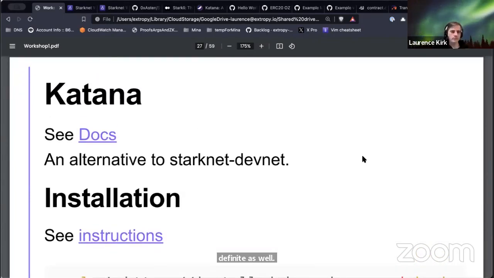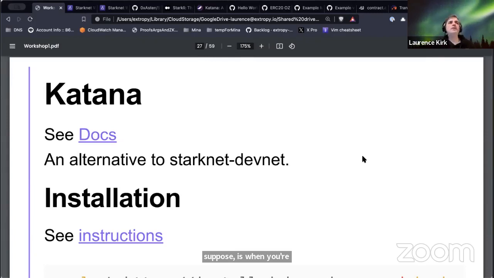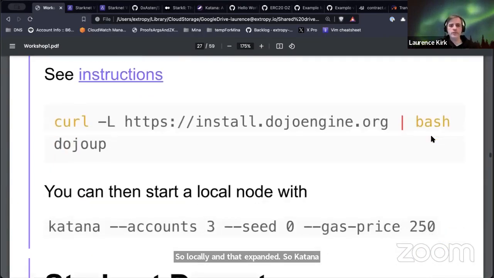One of the common workflows that you will use, when you're writing your code, is that you'll start off with some unit tests, and then you'll want to get your contracts deployed. Now, it may be more efficient to do that to a local node by using something like Katana. And then perhaps you would want to deploy them to a larger network, such as the Goerli network, where you can effectively interact with other projects, or just have a larger network to interact with. So that's the way your testing tends to go. You'll start off locally and then expand it. So Katana or Starknet DevNet is a way to do that.